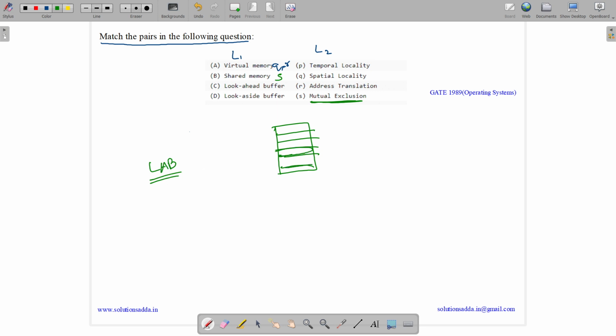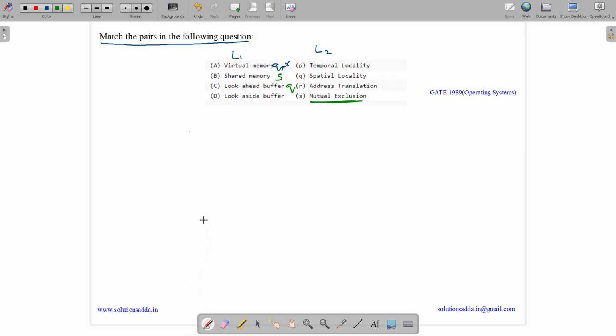So let us suppose this page is being referred, but along with this we may load this page and this page also, with the hope that they may be referred in the future. And this is called spatial locality. So look ahead buffer is related to spatial locality, which is R. Now let us see the next one, look aside buffer.